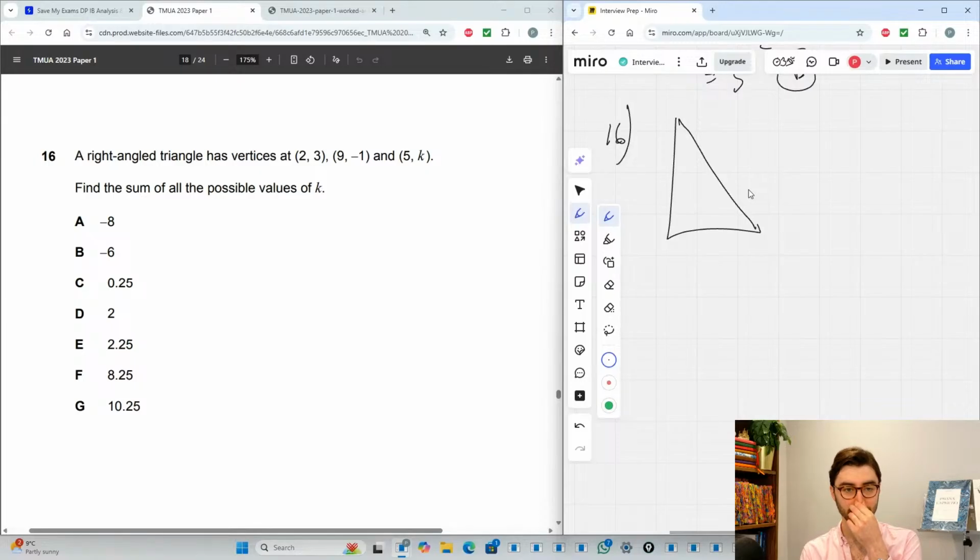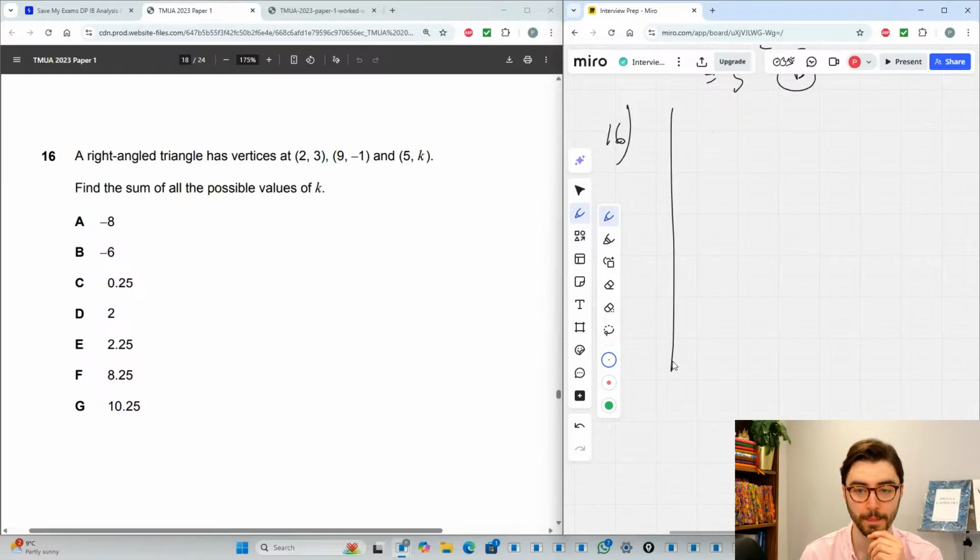That's interesting. Okay, no, let me try. Okay, I'll try and sketch this properly just to see what's up. So it's going to be 2, 3. It's going to be all the way out here, 9 and minus 1. And it's going to be 5 and something. Where that's 2, that's 9, that's 5.